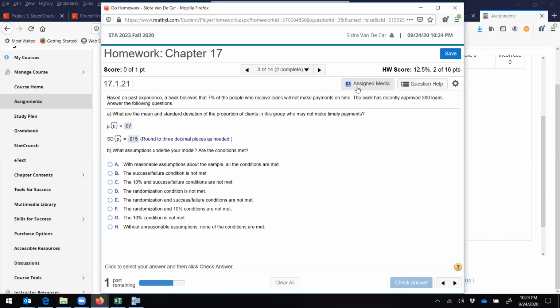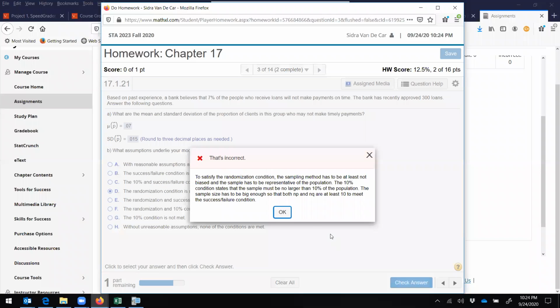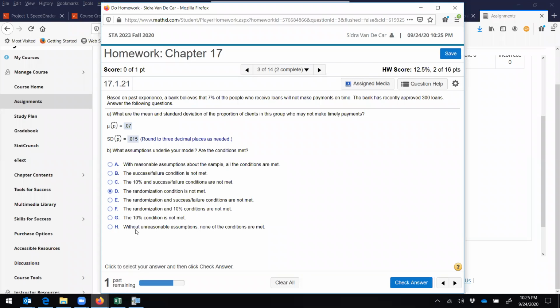But again, if we assume that these loans are typical of all of the bank loans, then that would satisfy that randomization condition. But we're going to go ahead and choose the randomization condition is not met. And we are good if we assume that they are typical of the loans. So with reasonable assumptions about the sample, all conditions are met. So we just need to assume that these 300 loans are typical of all bank loans that the bank makes.